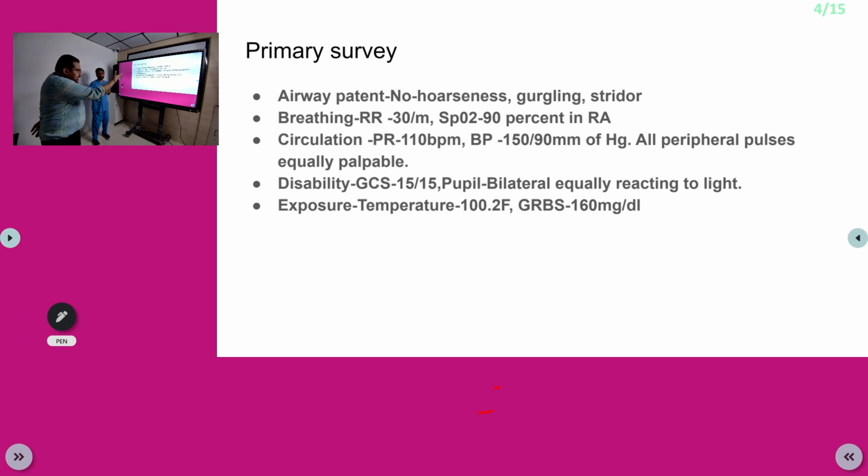Sir, air entry. Is air entry bilaterally equal or decreased? What is the finding? Decreased on the left side. So air entry was decreased on the left side.